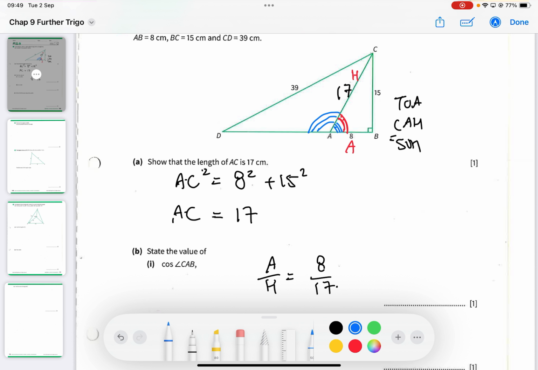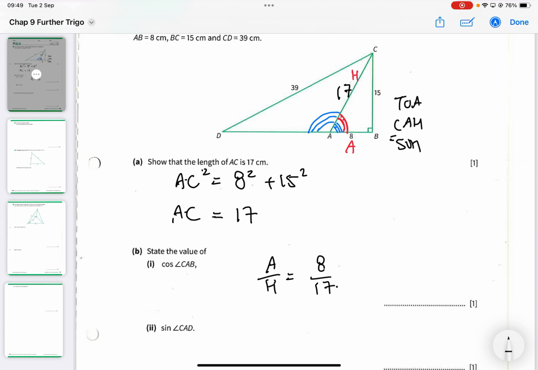Okay? So if I want the exact value of sine CAD, it is the same as sine CAB. So sine of CAD is the same as sine of angle CAB. And for sine of CAB, the opposite is here, 15. The hypotenuse is 17. So I can go and write down sine is 15 over 17.